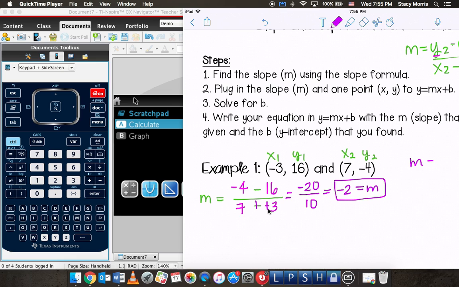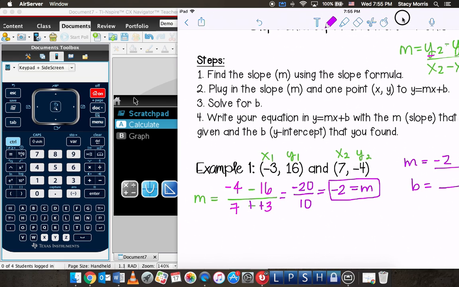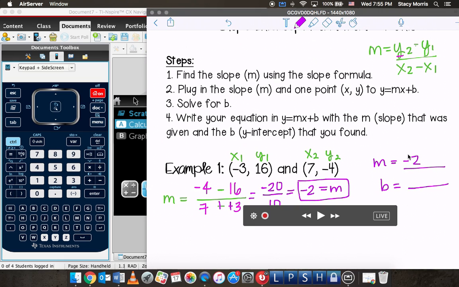So I have an m. Now the only other piece that I need is a b. So now it goes back to those same steps that we were looking at on the previous examples where we had a slope and a point, except now we have 2 points. It says plug in the slope m and 1 point, x and y, to y equals mx plus b. So we get to choose, do we want to use this first point, -3, 16, or do we want to use this second point? A couple of reasons why I would pick 1 point over the other.